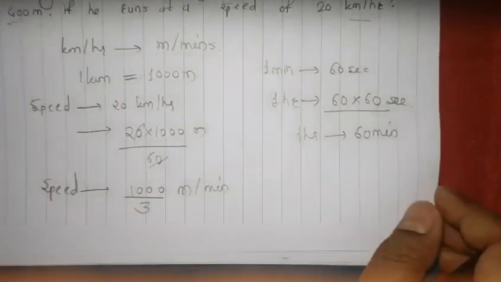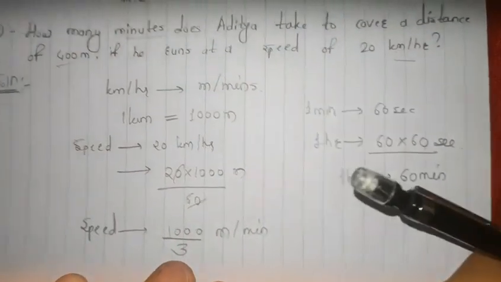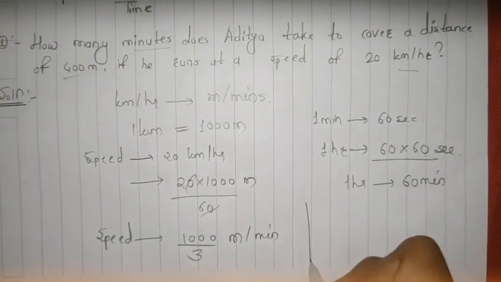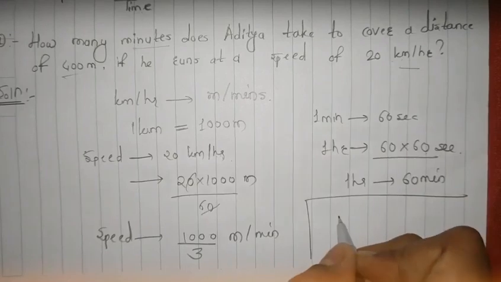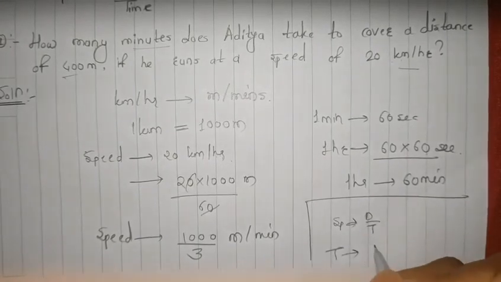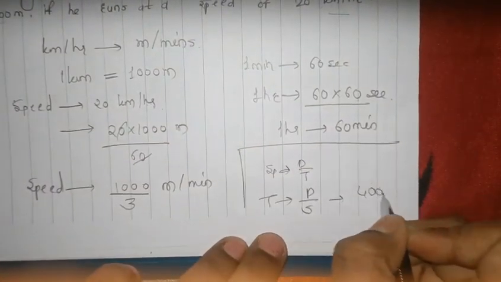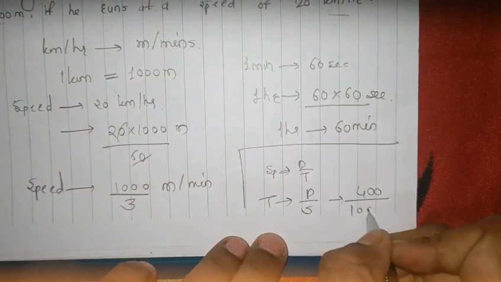Now solve the question, right? Your distance is in meters only, so just keep it as it is. Now, what is the formula of speed? Speed is equal to distance upon time. So what would be time? Time is equal to distance upon speed. So your distance is 400 meters, right? Your speed is 1000 upon 3.